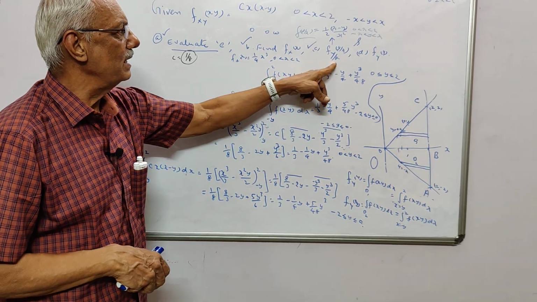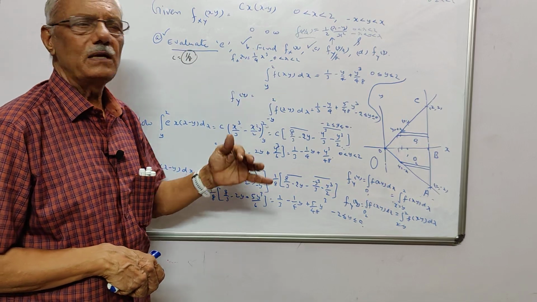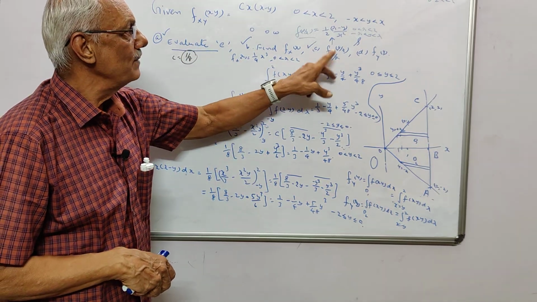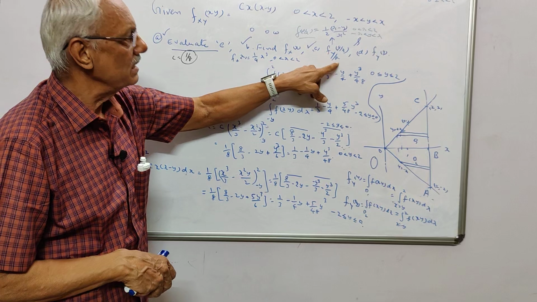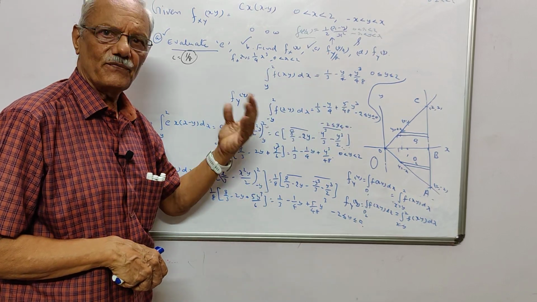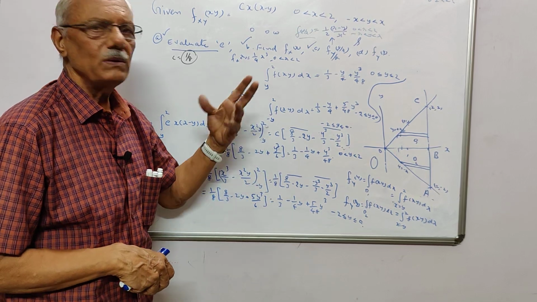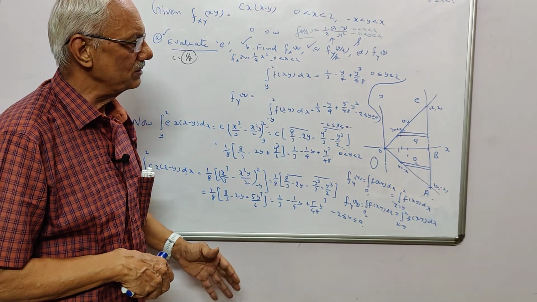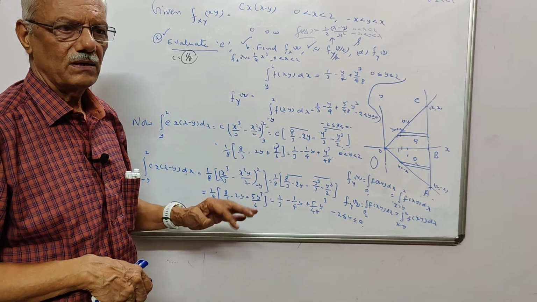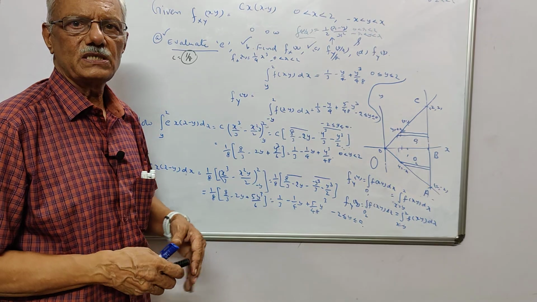And then this is the conditional probability. If you are asked to find the conditional probability of x given y, then it is f(x, y) divided by f_Y(y), that is the marginal density function of y. You will get the answer. So this is all about this problem. This is a standard problem, normally asked in university examinations.